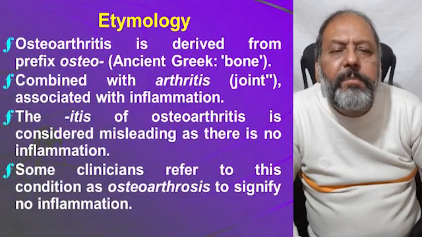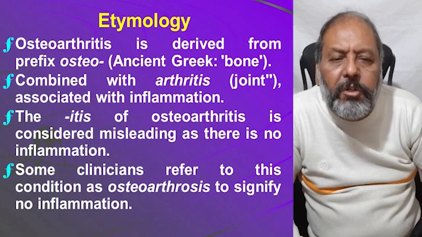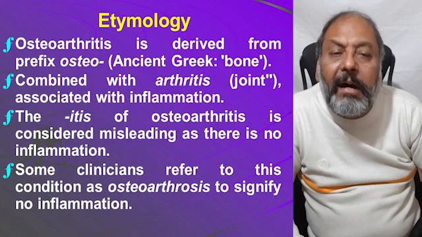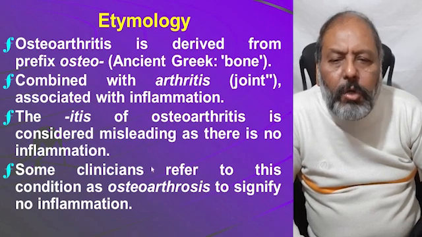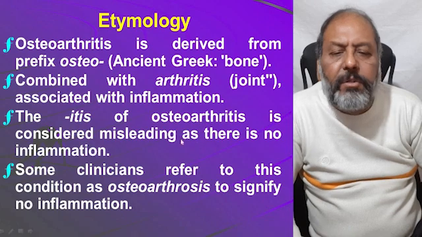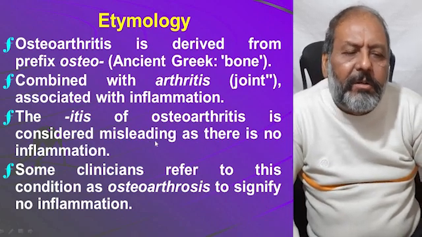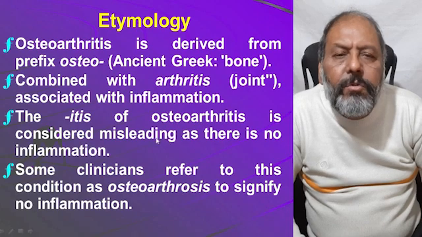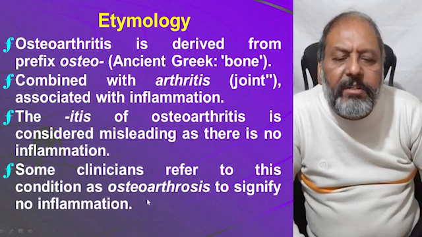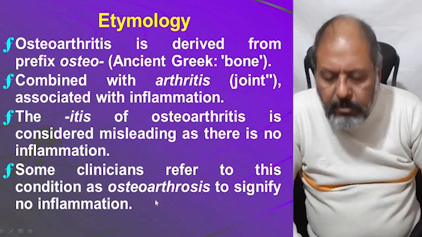Now, etymology. Osteoarthritis is derived from the prefix osteo, ancient Greek meaning bone, combined with arthritis, that is joint associated with inflammation. The itis of osteoarthritis is considered sometimes misleading by some authorities as there is no inflammation. So some clinicians refer to this condition as osteoarthrosis to signify no inflammation.